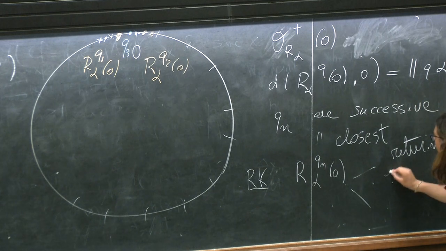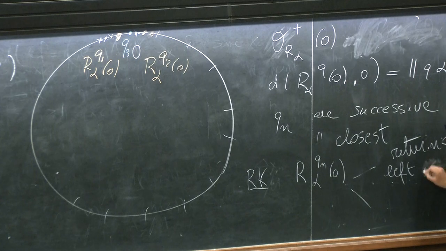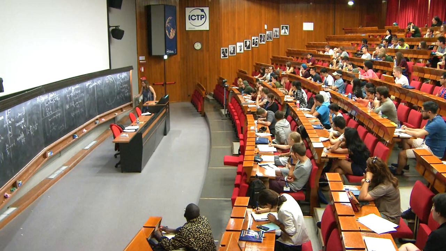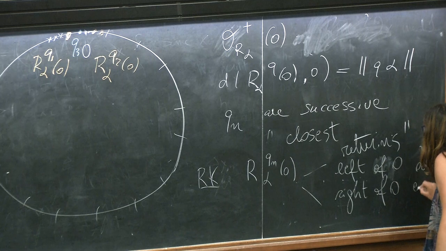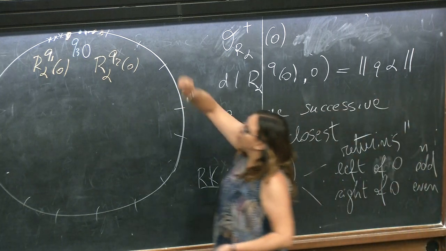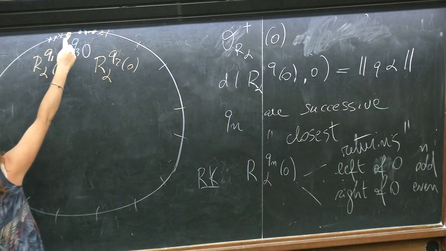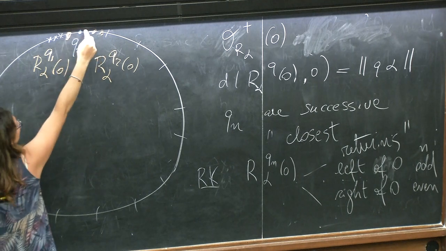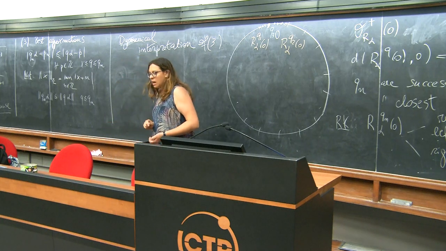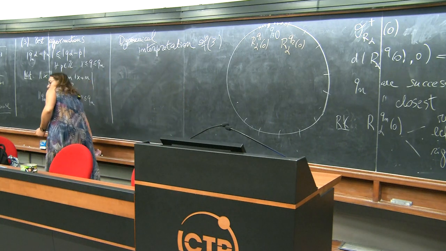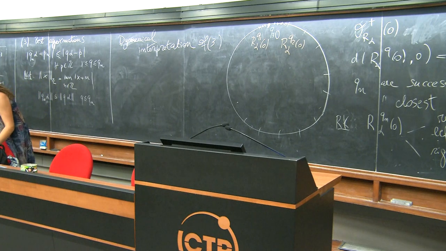So now I will get it wrong. Let's see, Q1 is to the left of the origin, to the left of zero, if n is odd, and it's to the right of zero if n is even. So the closest return is once to the right, and then to the left, and then to the right, and then to the left, and they accumulate towards zero. Great. Now, this is the dynamical interpretation.